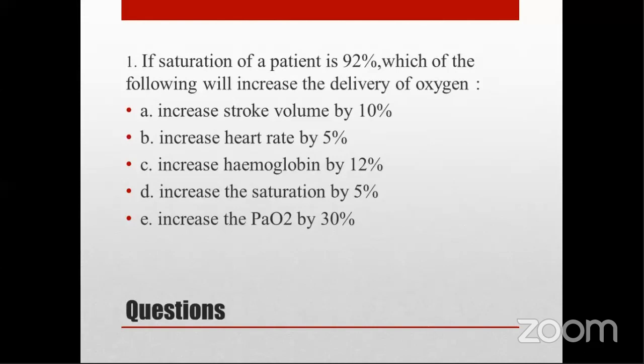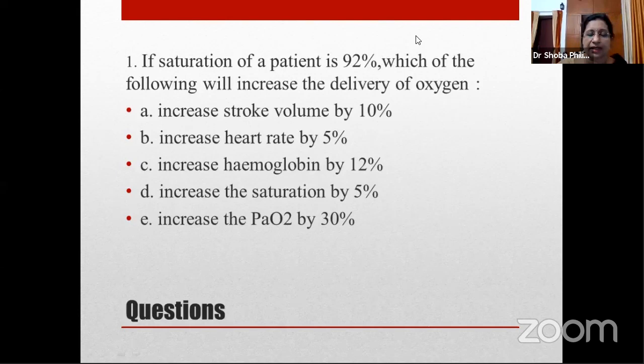The result is there. Shoba, you can continue. Should I go to the next question or discuss? We'll explain the answer and proceed. Option C was chosen by 53% of people, and next was option E, 27%. Those are lesser numbers. So option C is the best answer. The best variable that you have to improve the delivery of oxygen is by increasing the hemoglobin. Because if you increase the FiO2 to try to increase the saturation, there is not much change taking place. So the best answer is by increasing the hemoglobin by 12%. Shall I go to the next question? Yes, we'll go to the second question.